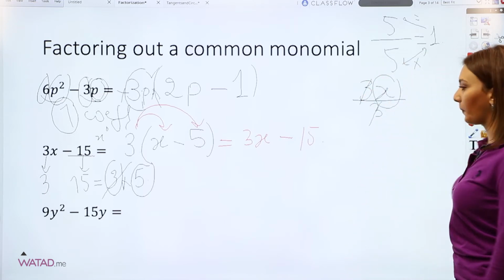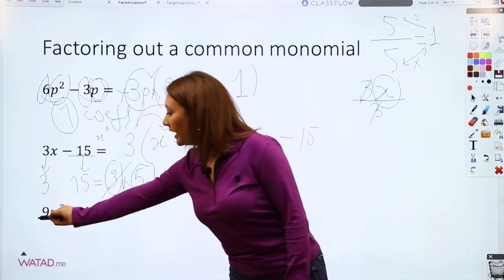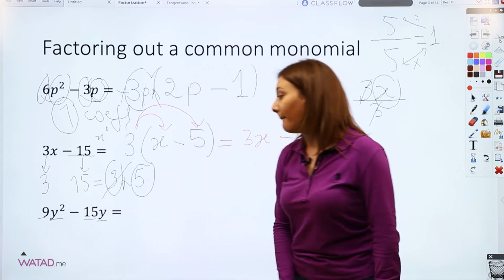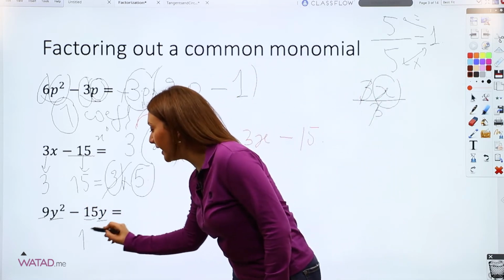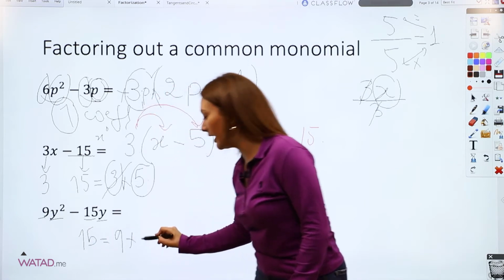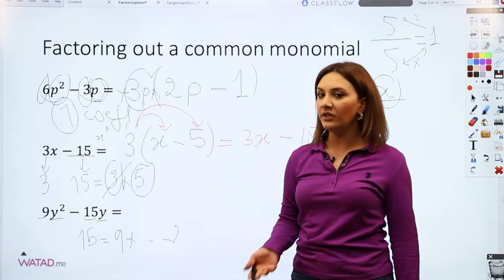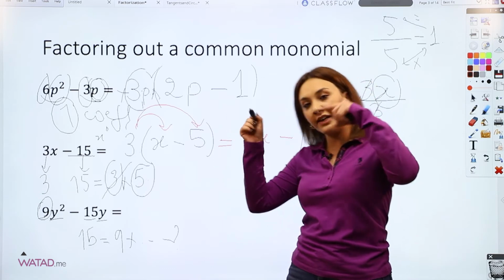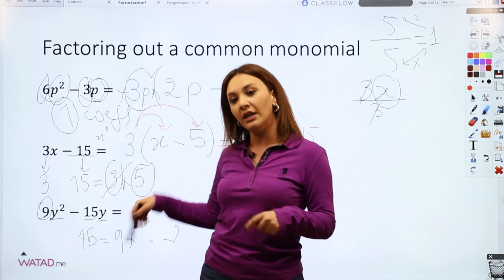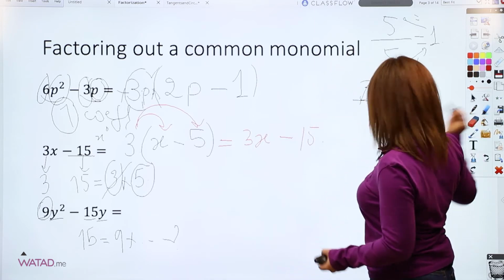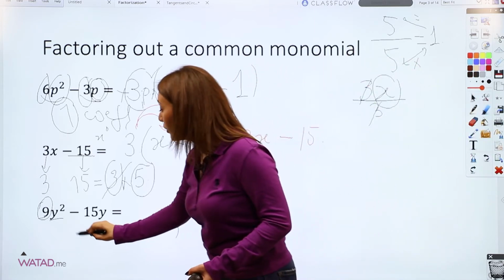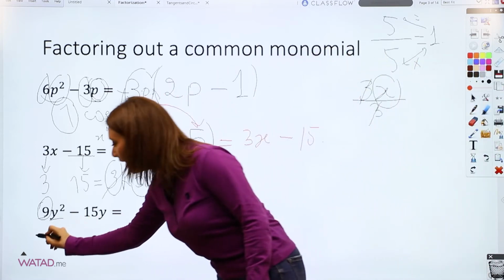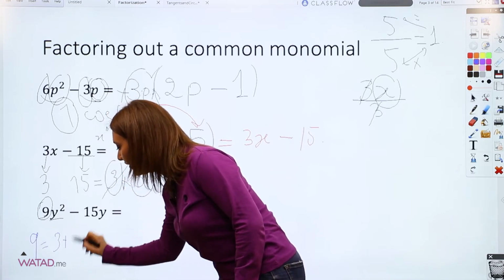One last example. I have a common factor between the coefficients and a common factor between the variables. Let's see. Can I write 15 as 9 times something? No, I cannot. So no, 9 is not the common factor. This is something in the decomposition of both 9 and 15 which can be common. What is it? They are both multiples of 3. 9 is 3 multiplied by 3.